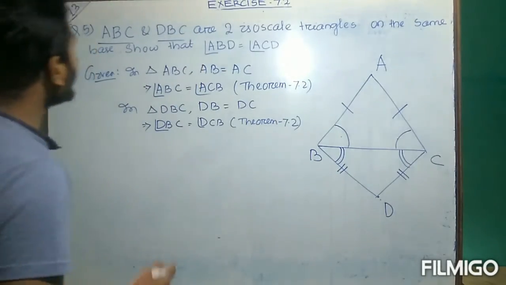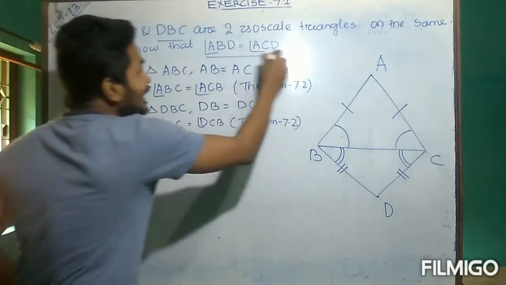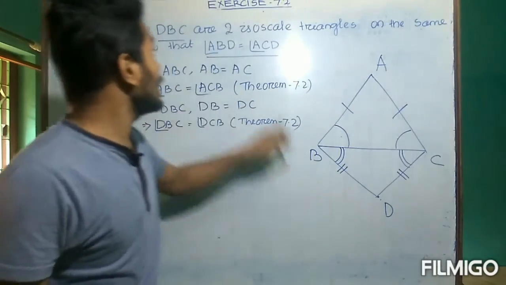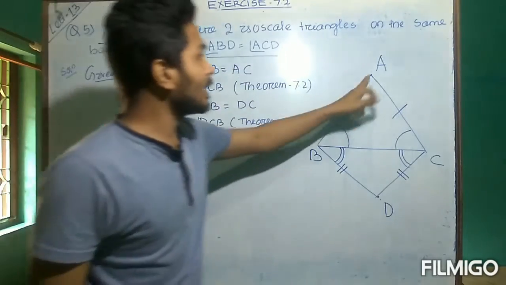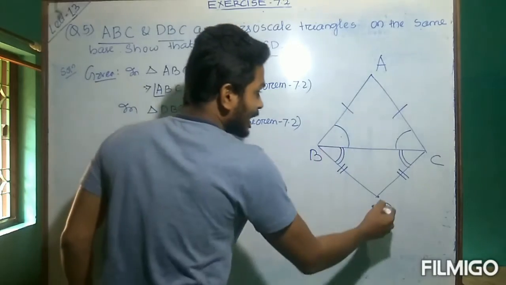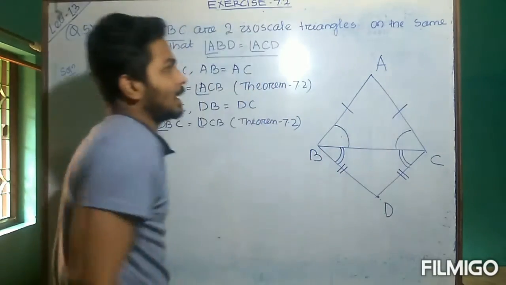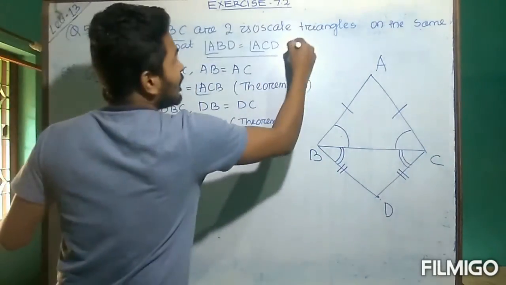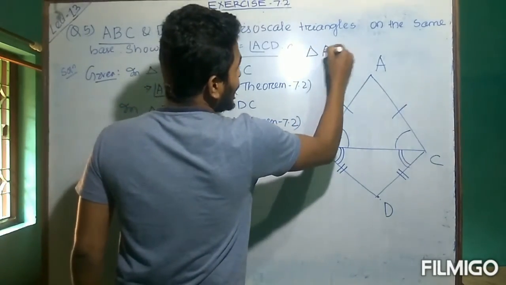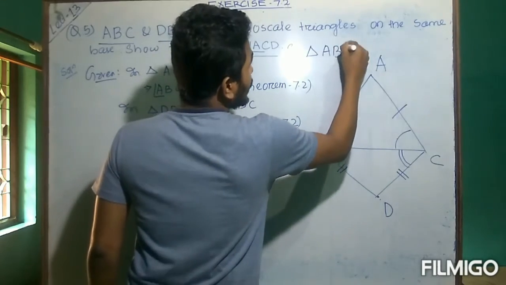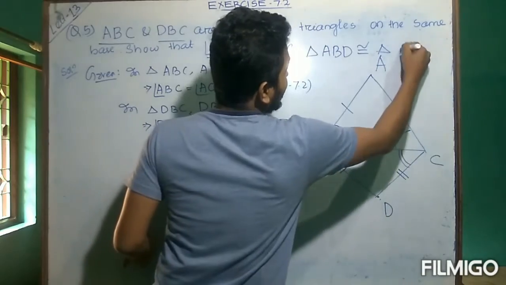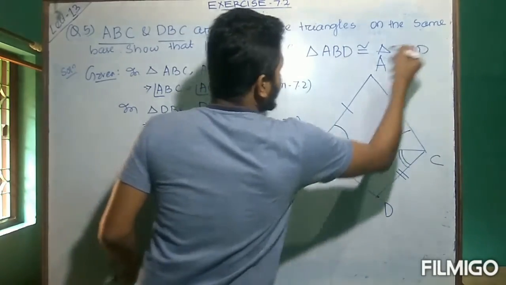Now what do we prove? We will prove that angle ABD is equal to angle ACD. We have to prove that angle ABD is equal to angle ACD. And another thing, I think I have missed to write, that triangle ABD is congruent to triangle ACD. I have forgotten to write.